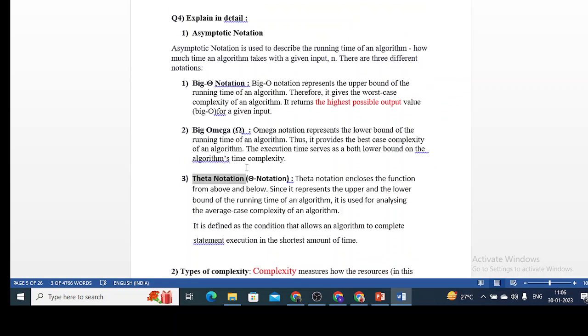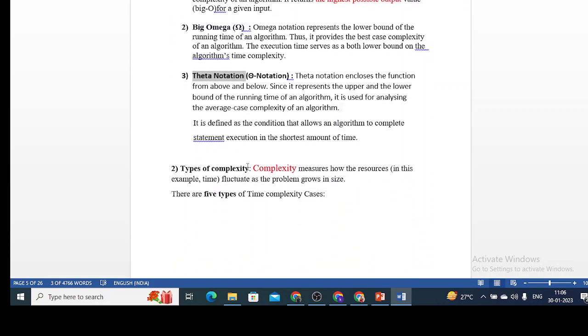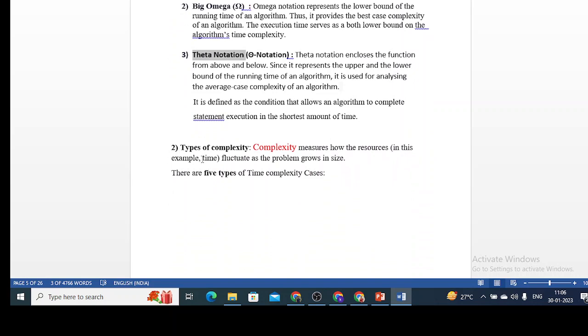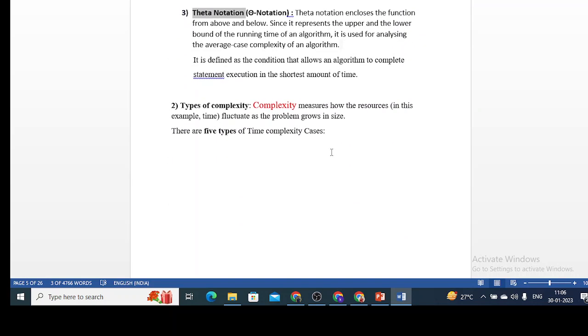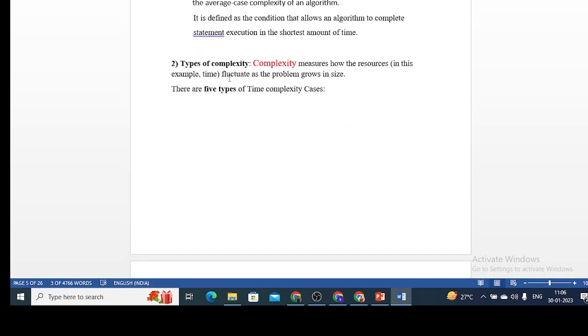Okay. The next question is, this is a short note, type of complexity. Complexity measures how the resources in the algorithm are being utilized, for example, time. Okay, but it is going to fluctuate as the problem grows in size. Now there are different types of complexities available, but for your theory paper you are supposed to write minimum 5 types. Minimum 5 types are required for this question.